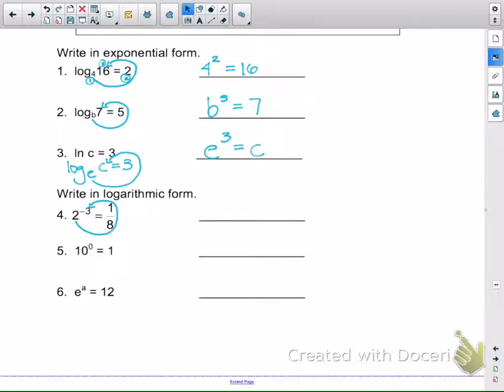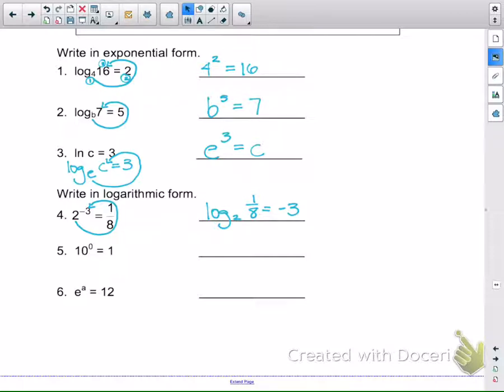Only this time when we're writing it in logarithmic form, we do log base what number now? 2 of, what's the next number it passes? 1/8 is equal to -3. So once you learn the pattern of that loop, it helps you go from one form to the other.